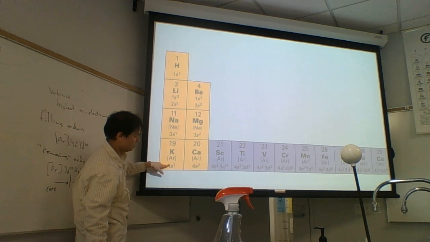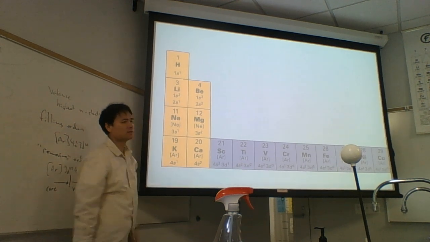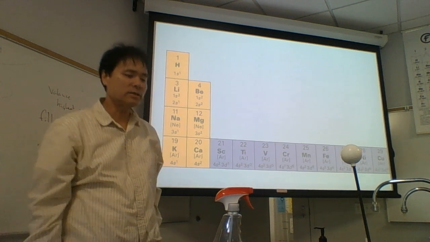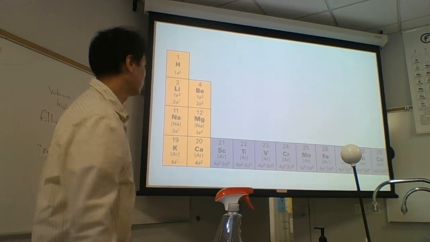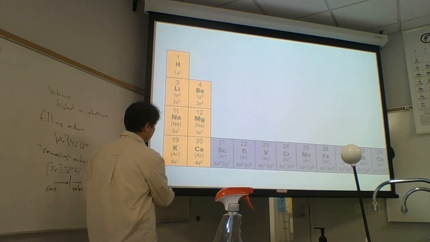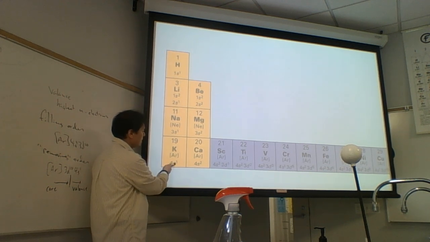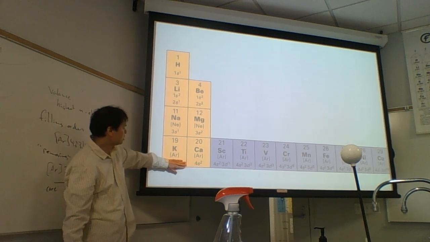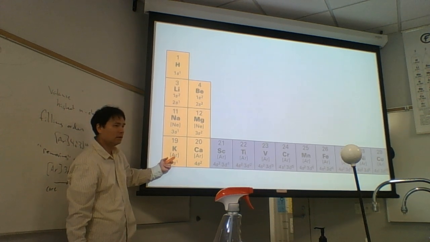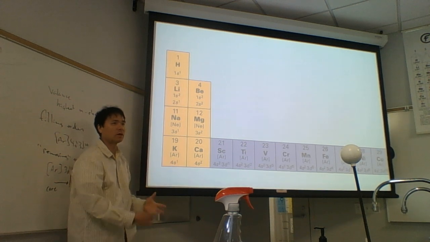Potassium has 1 valence electron. All of these have 1 valence electron. So if you're an oxidizer, you're going to come and take that electron, the one that's furthest from the nucleus. If I'm going to attack potassium, I'm going to take this 1 4s electron here and remove it. I'll also try to take the core electron.